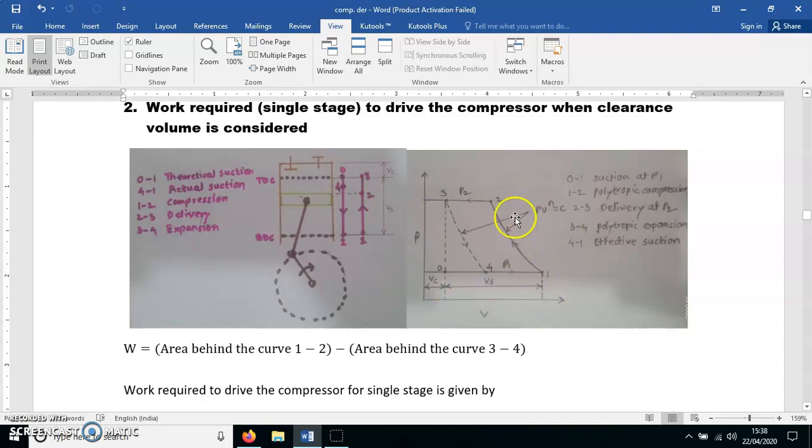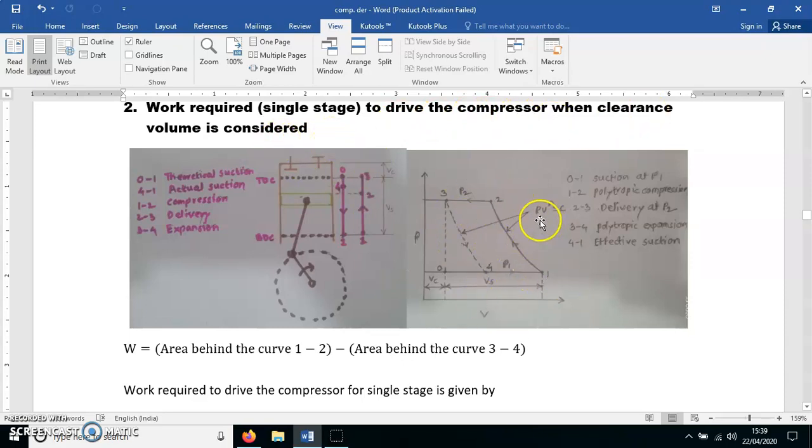The cycle is 1, 2, 3, 4, 1. Why does it not start from 0? Because here expansion is there because of the residual air. So the cycle is 1, 2, 3, 4, 1. The area of this loop is called the work required to drive the compressor when clearance volume is considered.